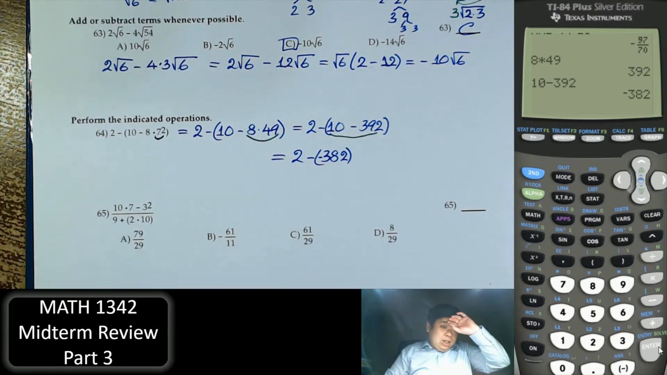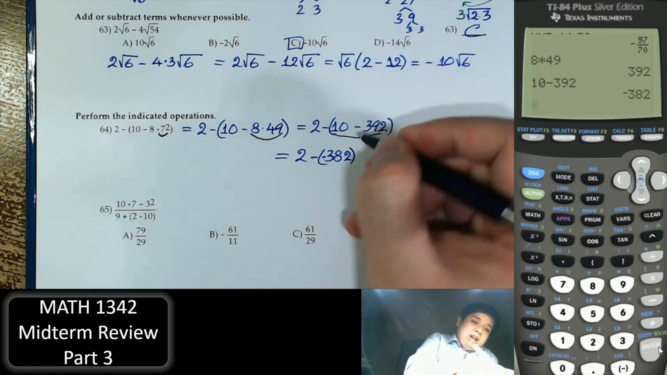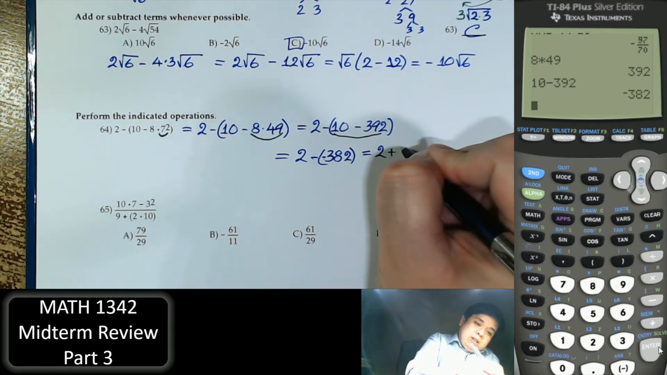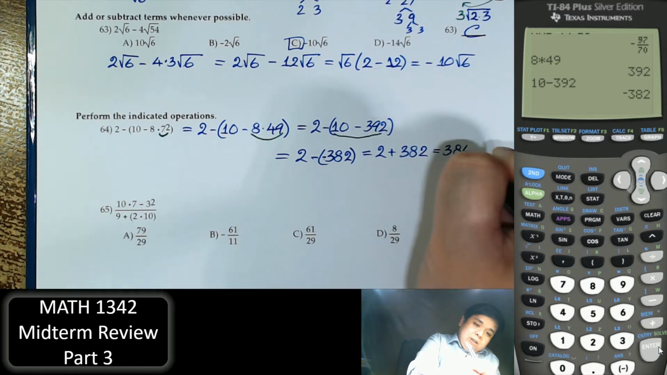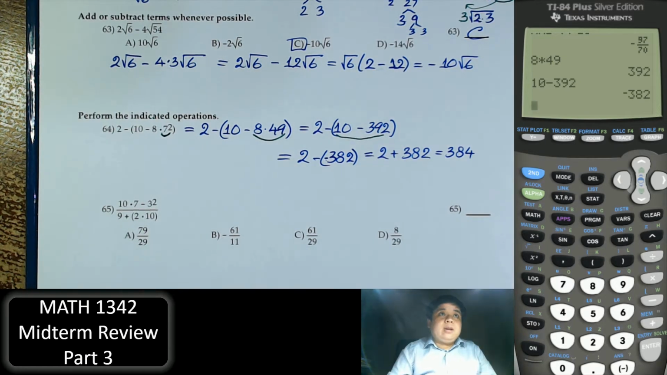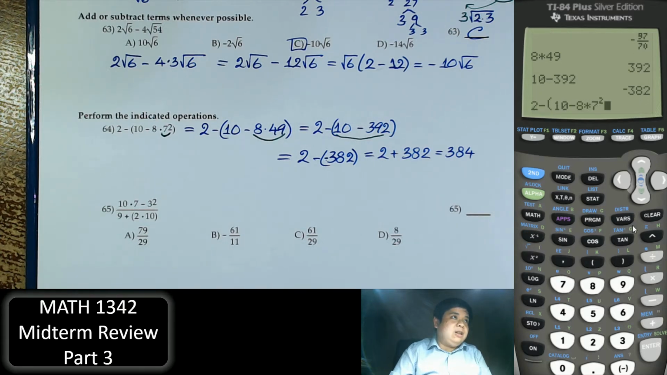It's negative 382, and subtract negative, so turn into a plus. Or if we see, we type exactly like what we see.